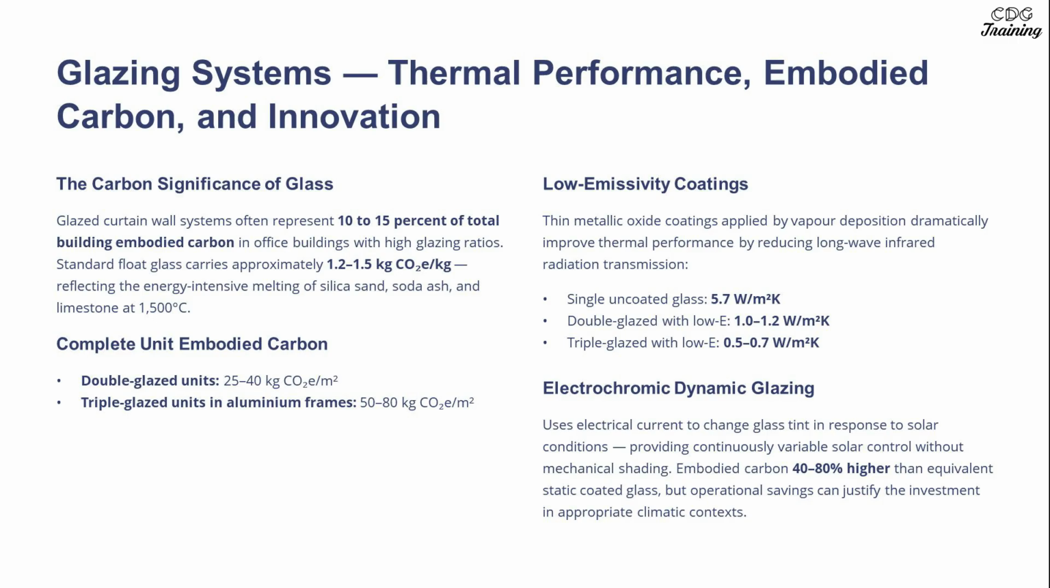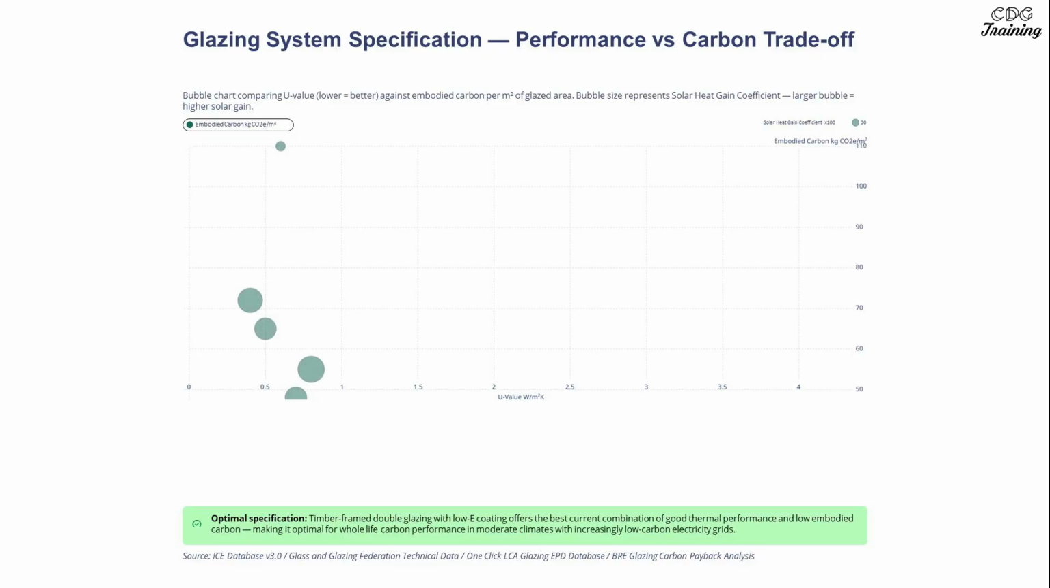Glazing systems play a significant role in building carbon footprints. Innovations like low-emissivity coatings and electrochromic glazing enhance thermal performance while reducing embodied carbon. A bubble chart illustrates the trade-off between performance and embodied carbon in glazing systems. Optimal specifications balance these factors to achieve energy efficiency and sustainability.